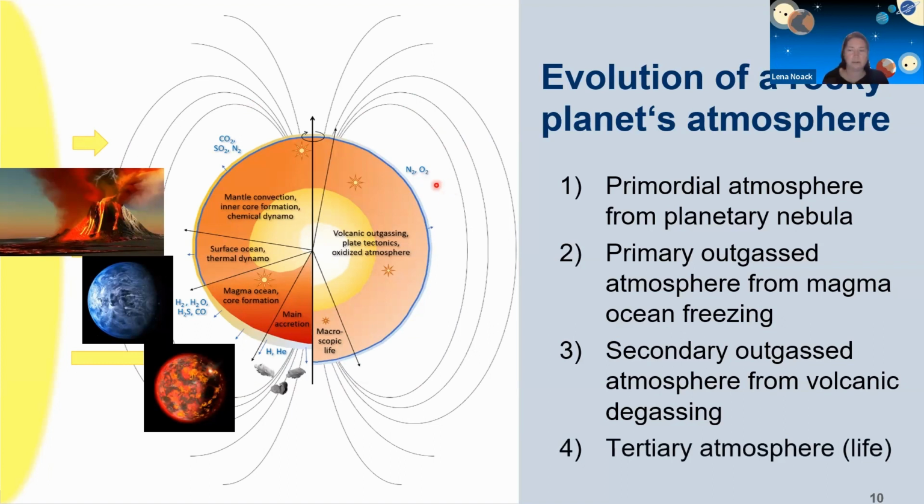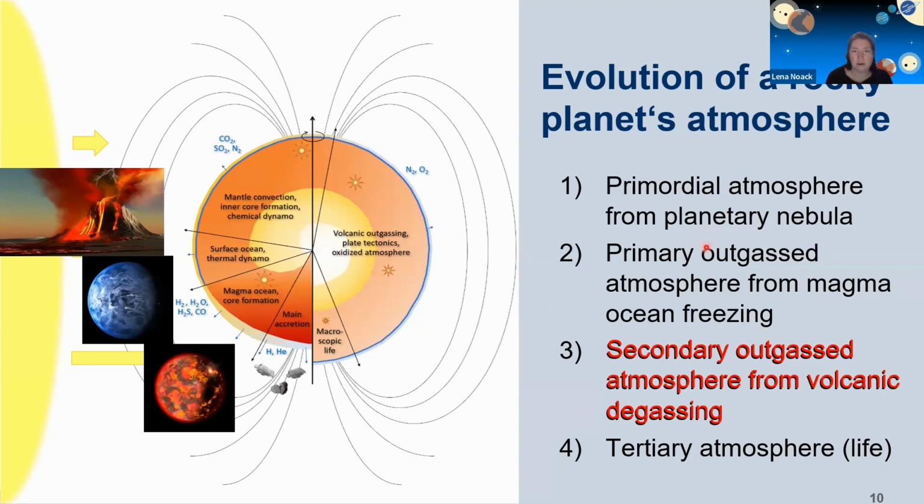So we typically call this a tertiary atmosphere. The volcanically outgassed atmosphere, this is what I typically call a secondary outgassed atmosphere. So this is volcanic degassing. And this is what is probably active for most of the time on a rocky planet, unless there is again a contribution of life changing the atmospheric components.